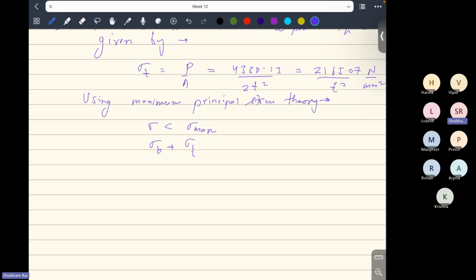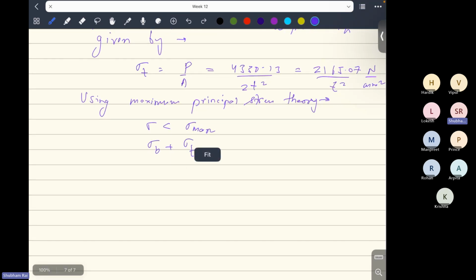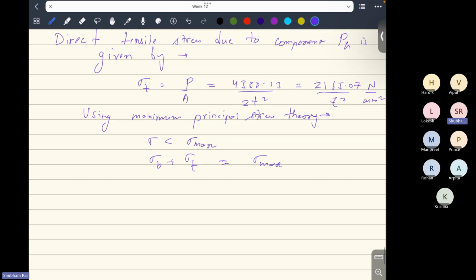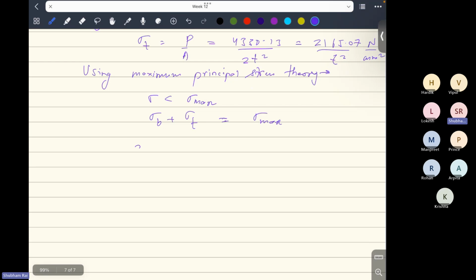So due to bending and due to tensile force here, and that should be, let's say, I'm taking the limiting case, equating it to sigma max. So sigma b goes to 99.28 into 10 power 3 divided by t cube plus 2165.07 divided by t square, and that's equal to 57.14.